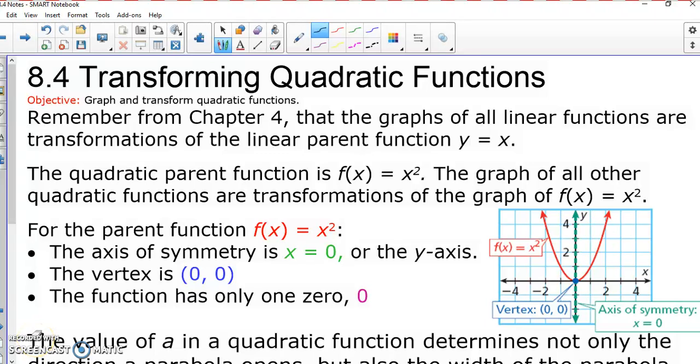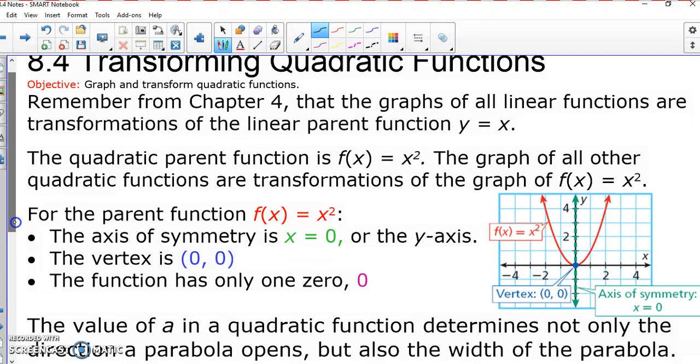Hi class, this is lesson 8.4, transforming quadratic functions. One of the things we're going to review today is what a parent function is. When we were back in chapter 4, we learned that the parent function of any linear equation is y equals x. And then remember, you can do all sorts of things to that. You could add a value in front of the x, you could add a constant onto the end, and so on.